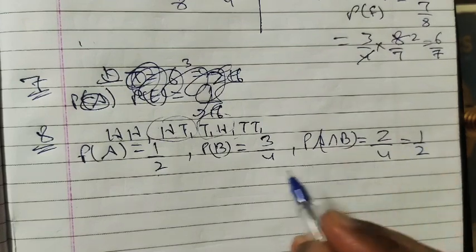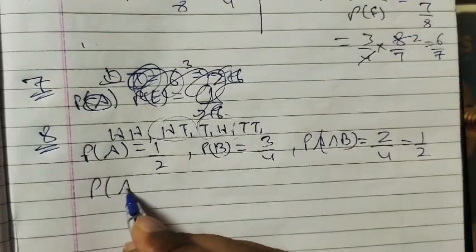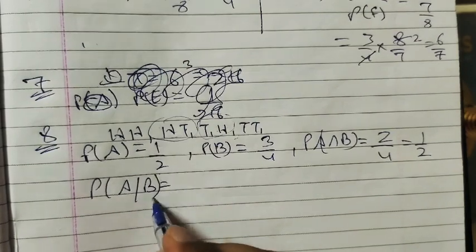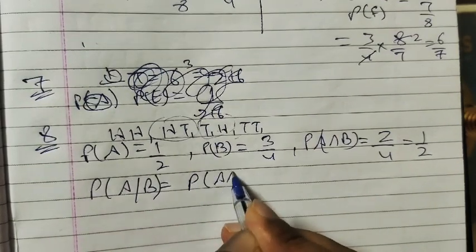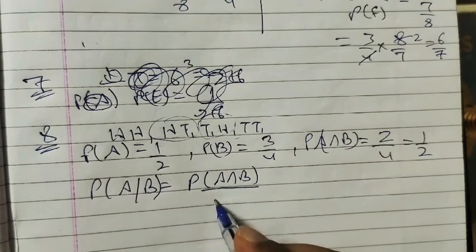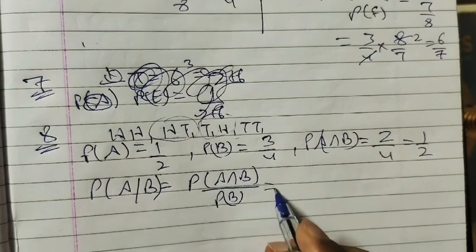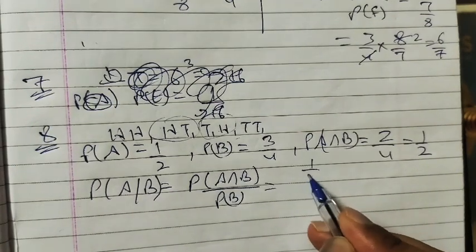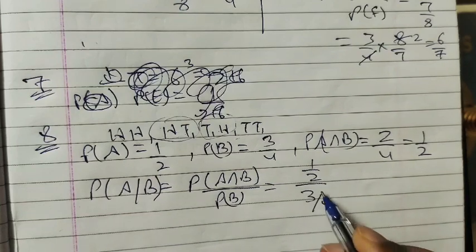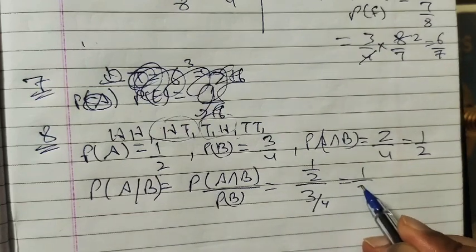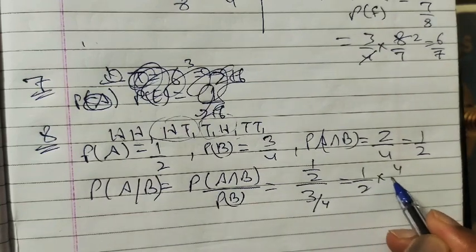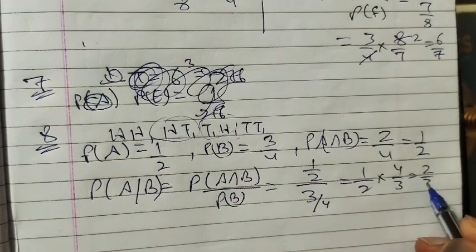Now we have to find out probability of A given B. So probability of A given B is equal to probability of A intersection B upon probability of B, right? So A intersection B is 1 by 2 upon 3 upon 4. So this is equal to 1 by 2 multiplied by 4 upon 3, so 2 upon 3.